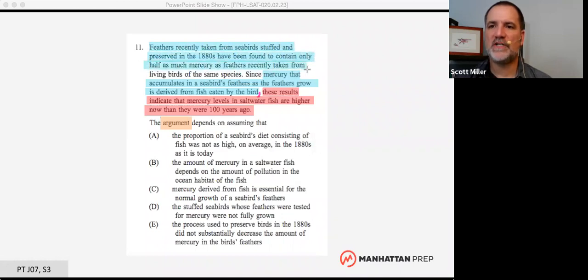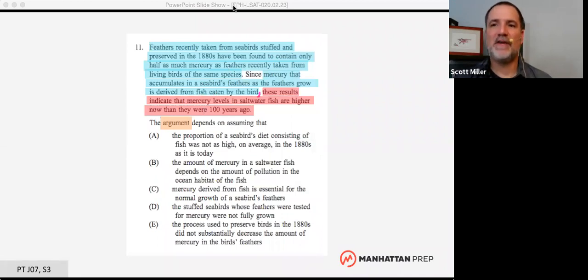And what the conclusion is saying is that these results that we see here indicate that the mercury levels in the saltwater fish are higher now than they were 100 years ago. Okay, so there's my argument. Mercury that accumulates in the seabird's feathers as the feathers grow is derived from the fish eaten by the bird. So the feathers taken from seabirds that are alive today have more mercury than the ones from the 1800s, the stuffed birds from the 1800s, which have only half as much mercury. So mercury levels in saltwater fish now, the fish that the birds eat, must be higher.